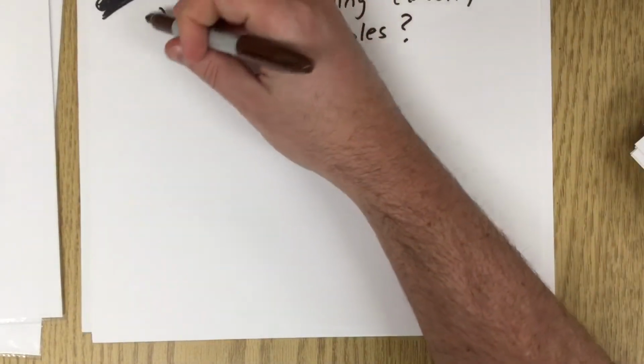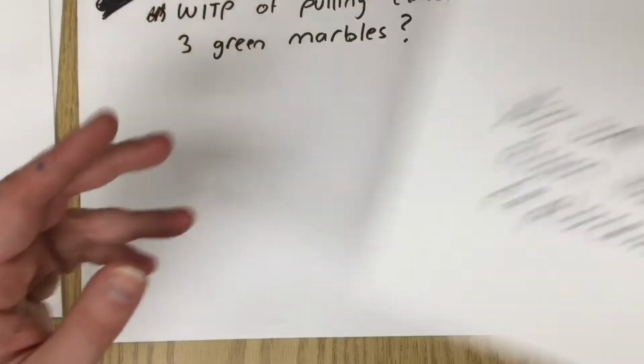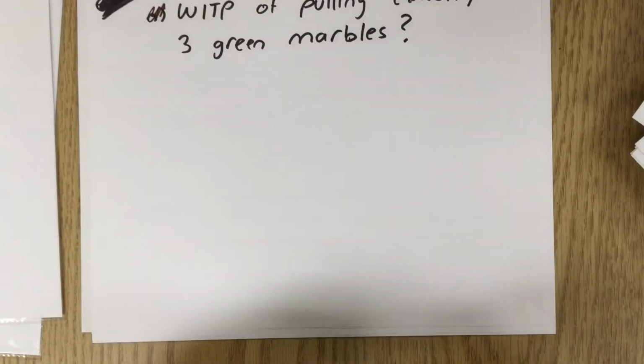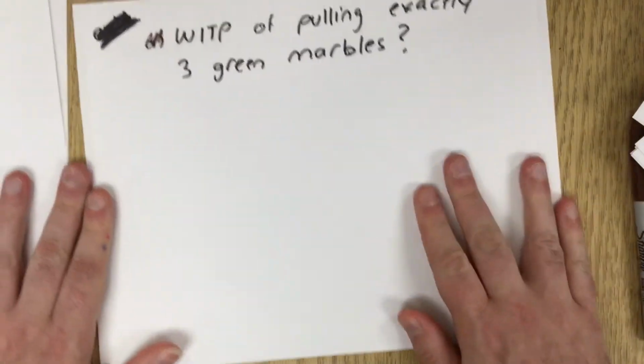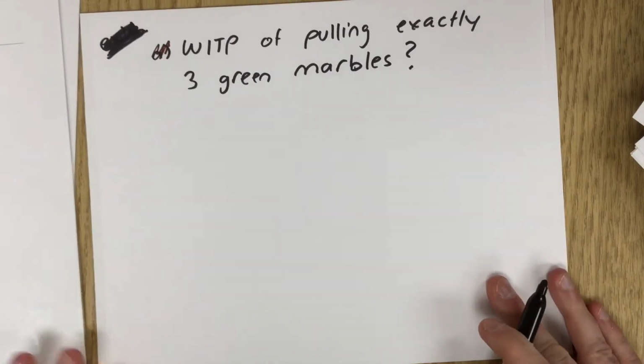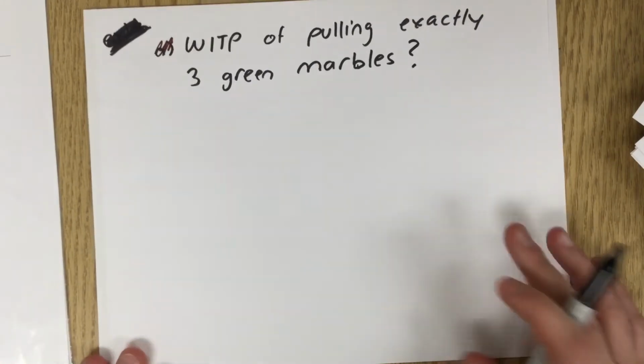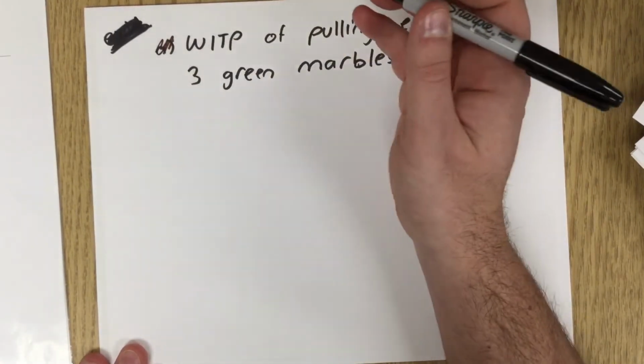It says A, but really, it's just one part. What is the probability of pulling exactly 3 green marbles? We've kind of done this already when we covered basic probability. So if you don't remember how to do this, you can go back to one of my probability videos.